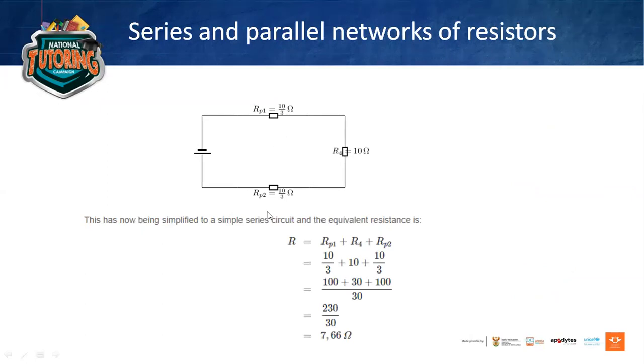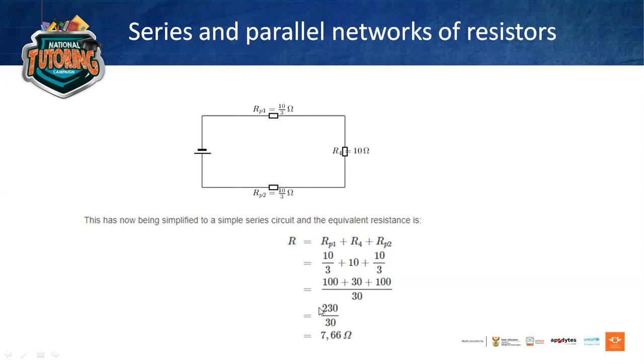So now we've got two parallel branches. We've got R parallel 1, R parallel 2, and we also have our 4 ohms resistor. So this is what we wanted, okay? So that we can make it an equivalent resistance. So which means now we can say the R series is equal to R parallel 1 plus R4 plus R parallel 2. And this is what has been done here. So our lowest common denominator is going to be 30. And at the end of the day, remember, once you have the 230 over 30, you swap them around. You're going to say 30 divided by 230. And this is the answer that you're going to get.